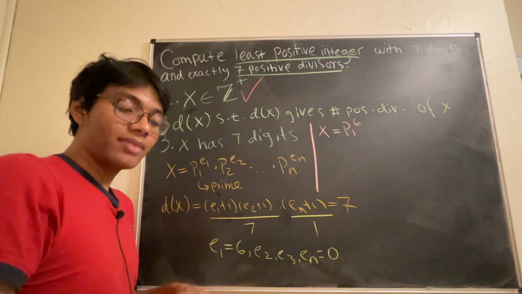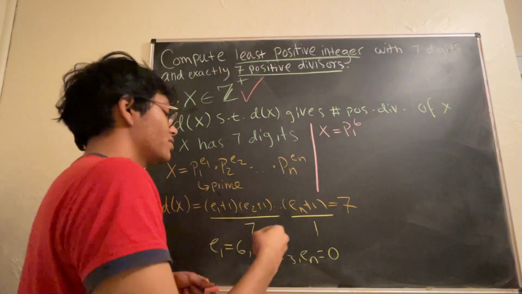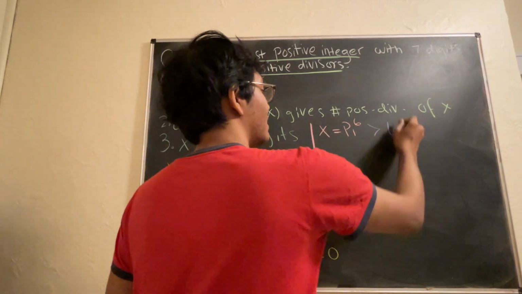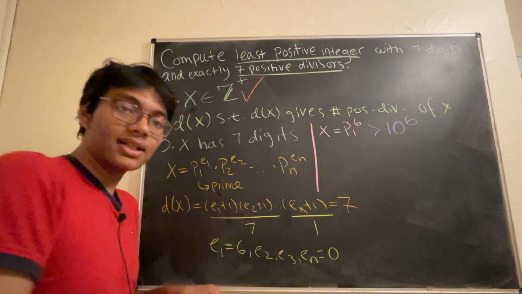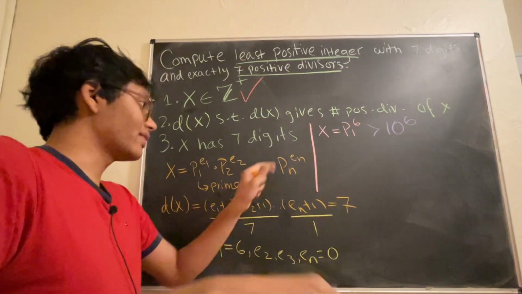Well, what do we mean by 7 digits? What's the minimum integer it can be? It has to be at least 10 to the 6, right? 10 to the 6 is the smallest number with 7 digits.